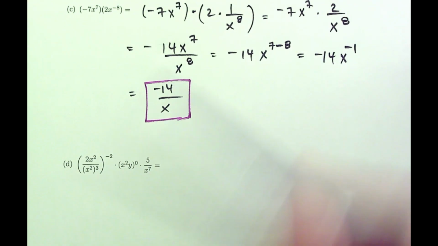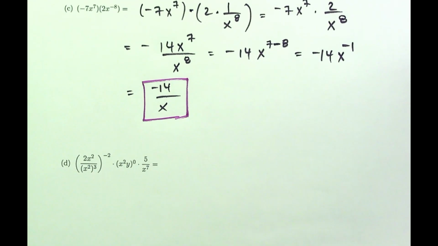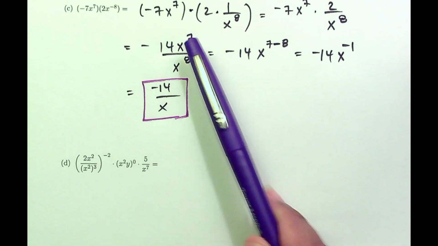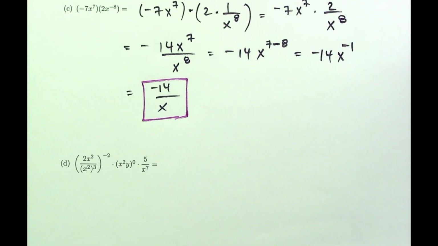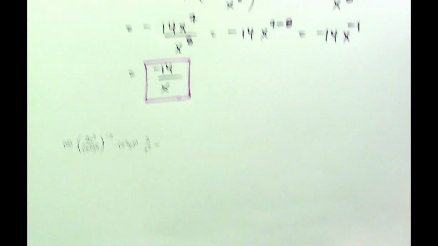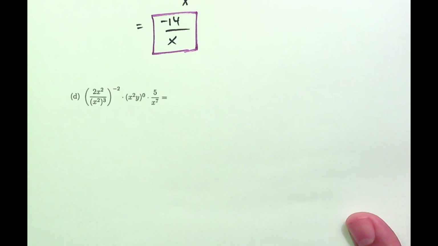Okay, when you have x's on top and bottom, you can just subtract. Or you can think of it this way. You have 7 x's on top, 8 on bottom. If you could cancel x's, you can cancel 7 from both top and bottom, and you would have a leftover of 1 on the bottom. So that's why you have a leftover of 1x on the bottom. That's another way to think about it. Okay. Next one.